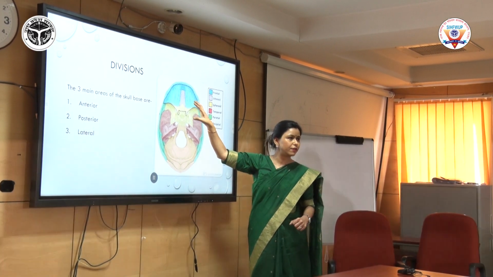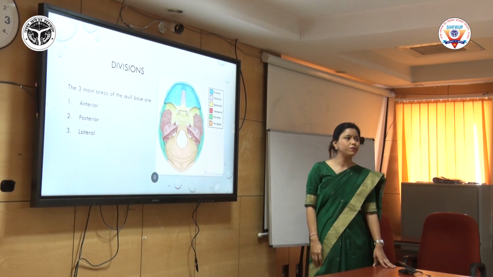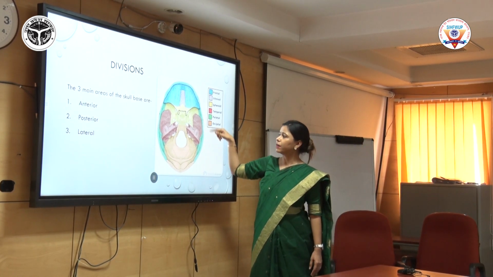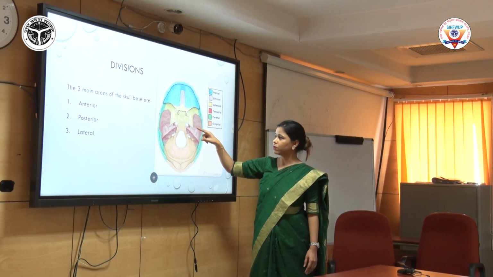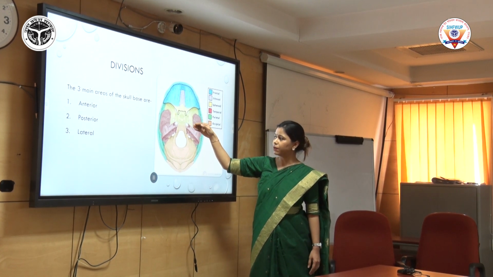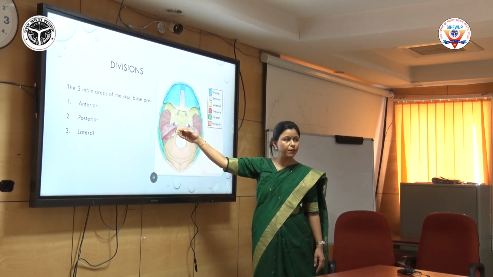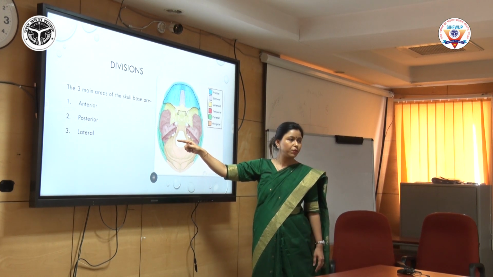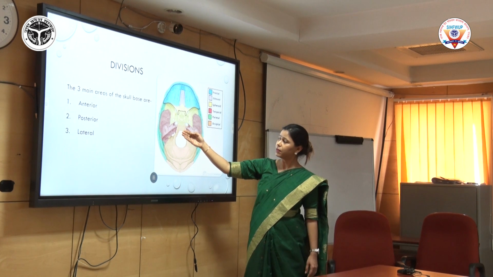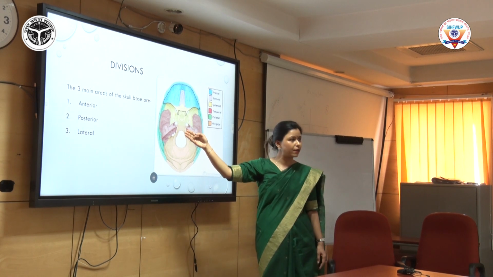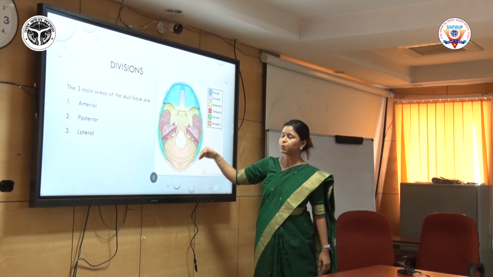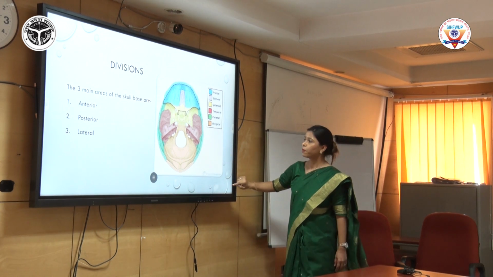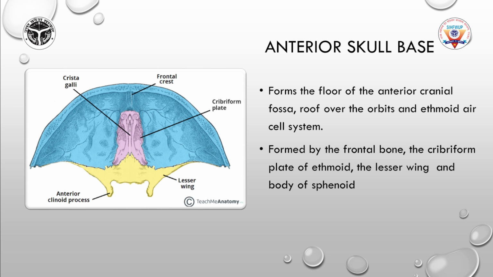So this is the anterior cranial fossa and it lodges the frontal lobe and the olfactory bulb. This is the middle cranial fossa and this is the posterior cranial fossa, as we all know. But how do we divide the posterior from the lateral skull base? This is based upon the petro-occipital suture line. The part that is lateral to the suture line is the lateral skull base and the one which is posterior is the posterior skull base. Alright. So this is the anterior skull base.